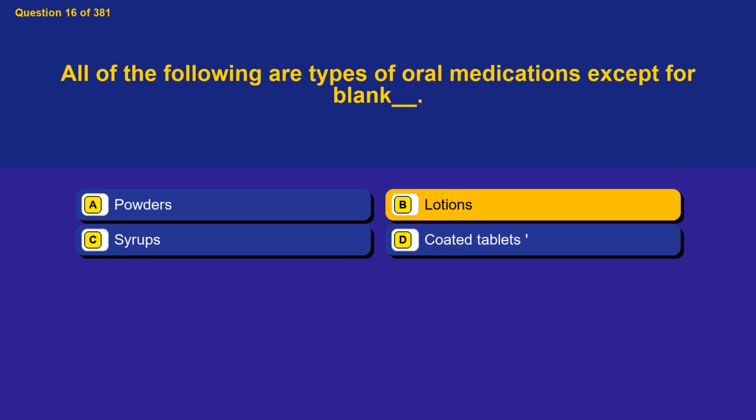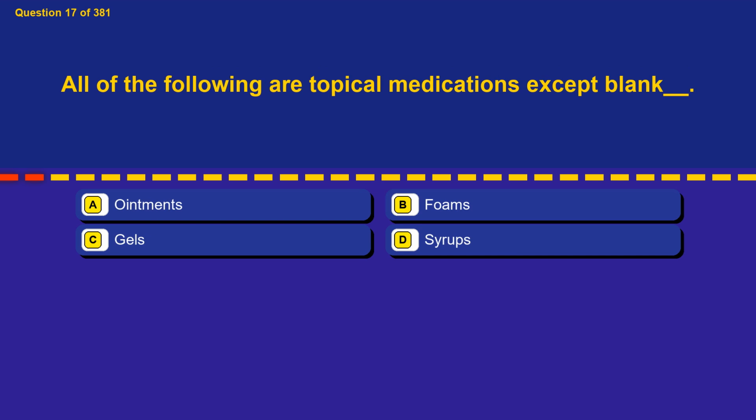The correct answer is option B. Lotions. Question 17. All of the following are topical medications except blank blank. Option A. Ointments. Option B. Foams. Option C. Gels. Option D. Syrups.